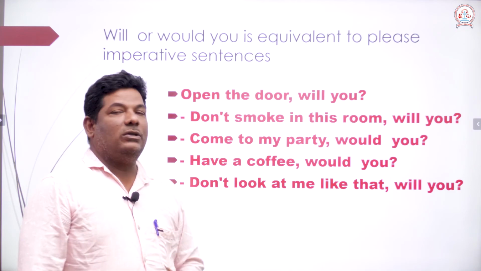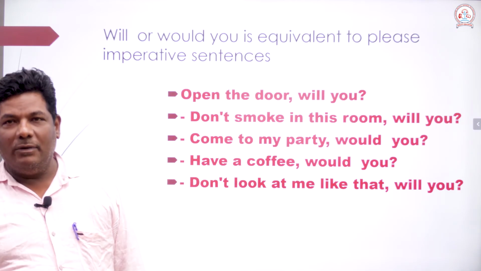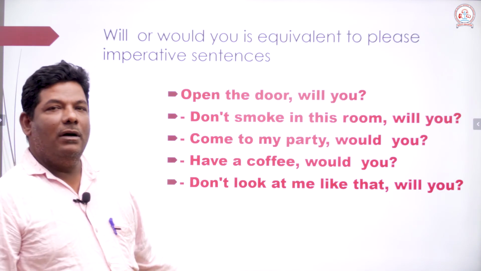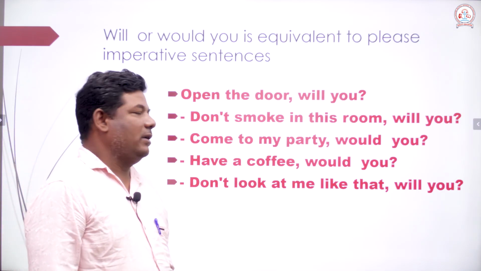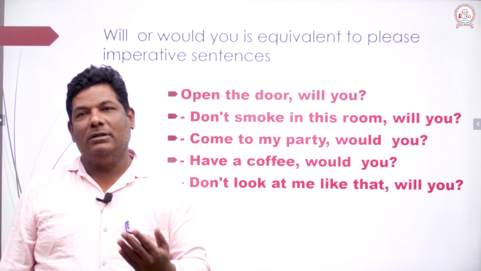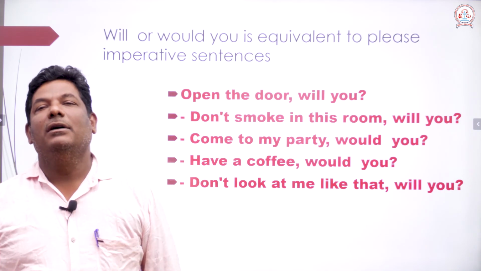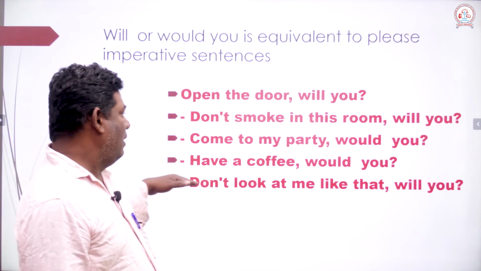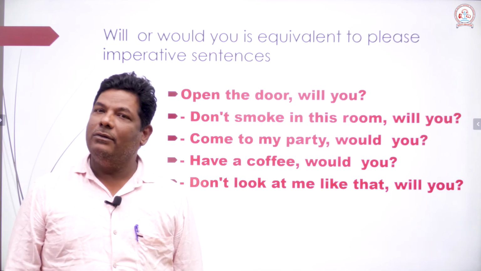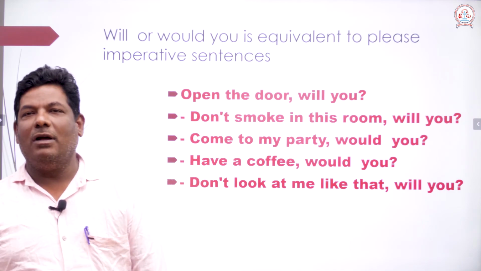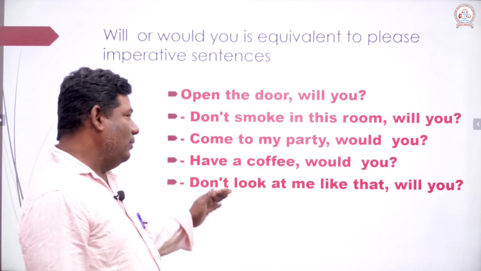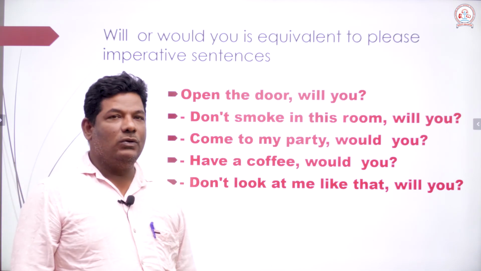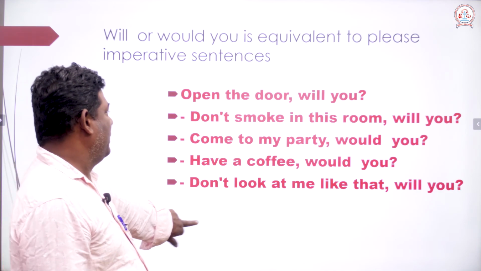Then, don't smoke in this room, will you? Some demand, an order. Come to my party, would you? It equals please, a request. So, would you? Will you is also correct. Have a coffee, would you? Will you? Would you? Okay, you can ask. Don't look at me like that. Will you? So, for imperative sentences you can use mostly will and sometimes would.